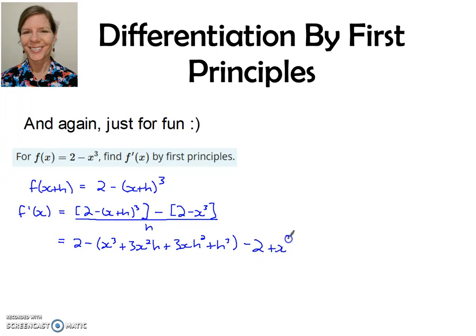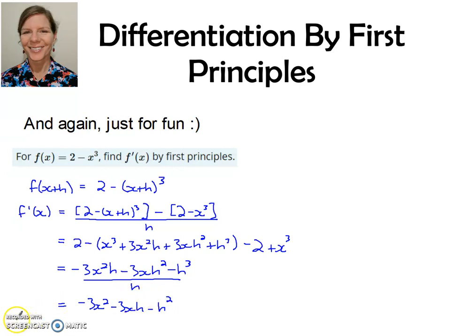Take 2 plus x cubed, multiplying through that bracket there. Okay, and then if you multiply that bracket through and start cancelling things out, you end up with negative 3x squared h, take 3xh squared, take h cubed, all over h. Okay, factorising out and cancelling gives you minus 3x squared, take 3xh, take h squared.